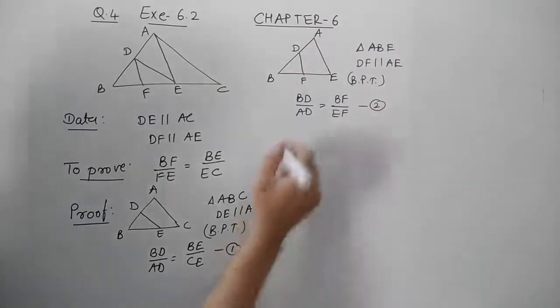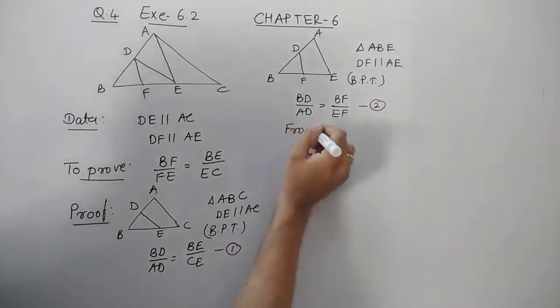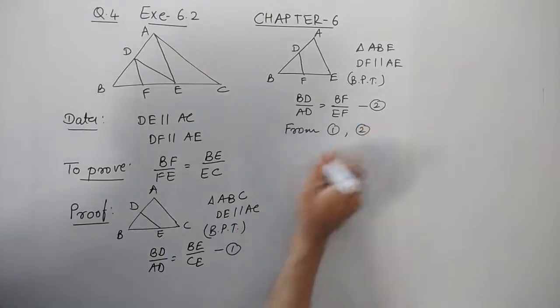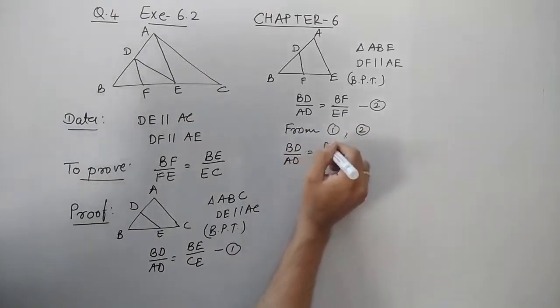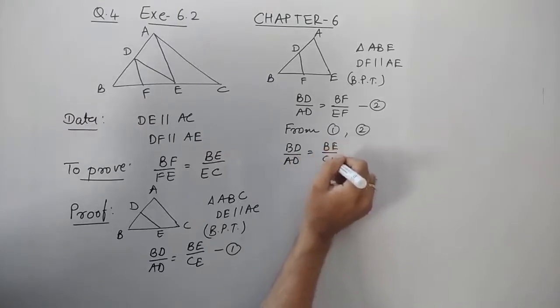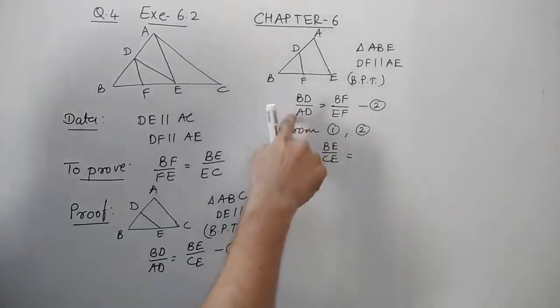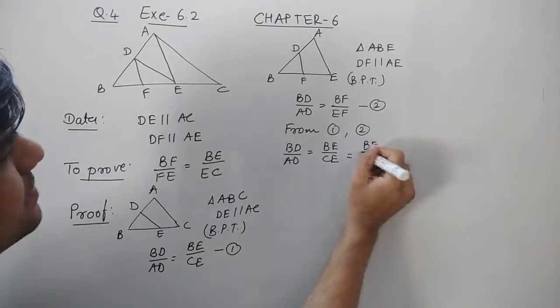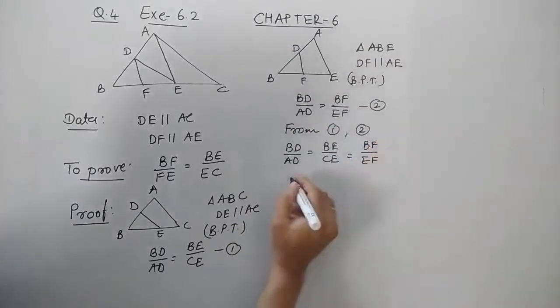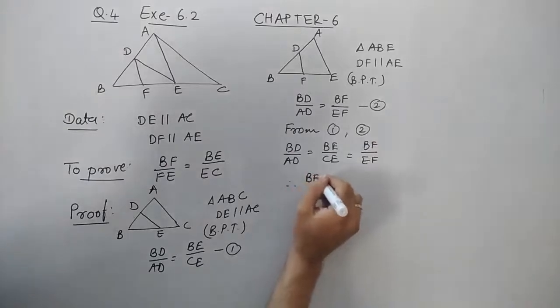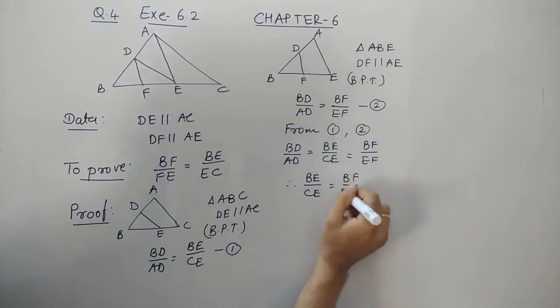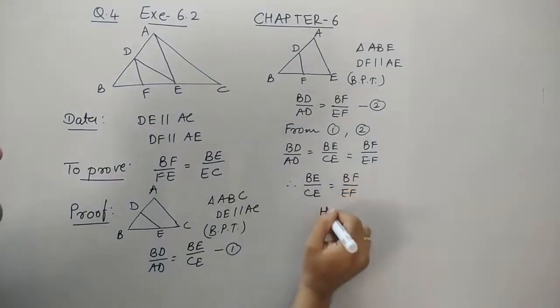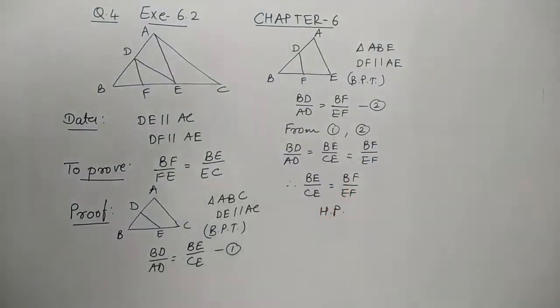Again from equations 1 and 2, BD upon AD is the same as BE upon CE, and BD upon AD is also BF upon EF. So now let's compare these two. Hence we prove the theorem, or we can say the rider. So BE upon CE is equal to BF upon EF. Hence we proved it. Again, it's quite easy to understand the sum.